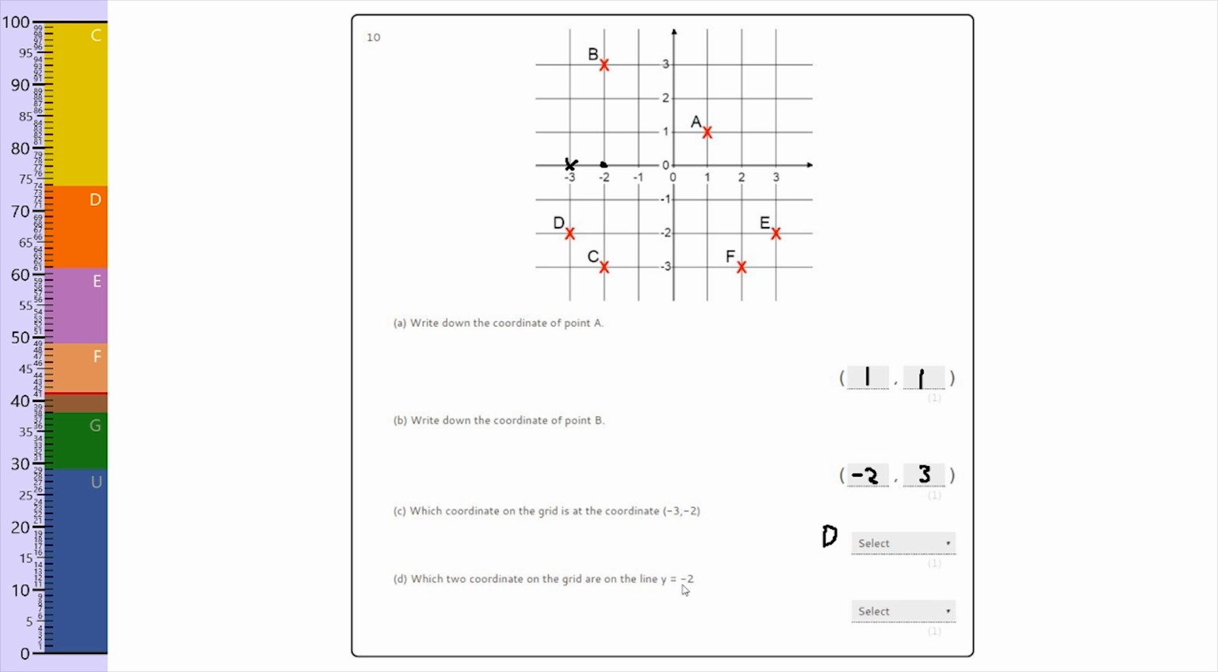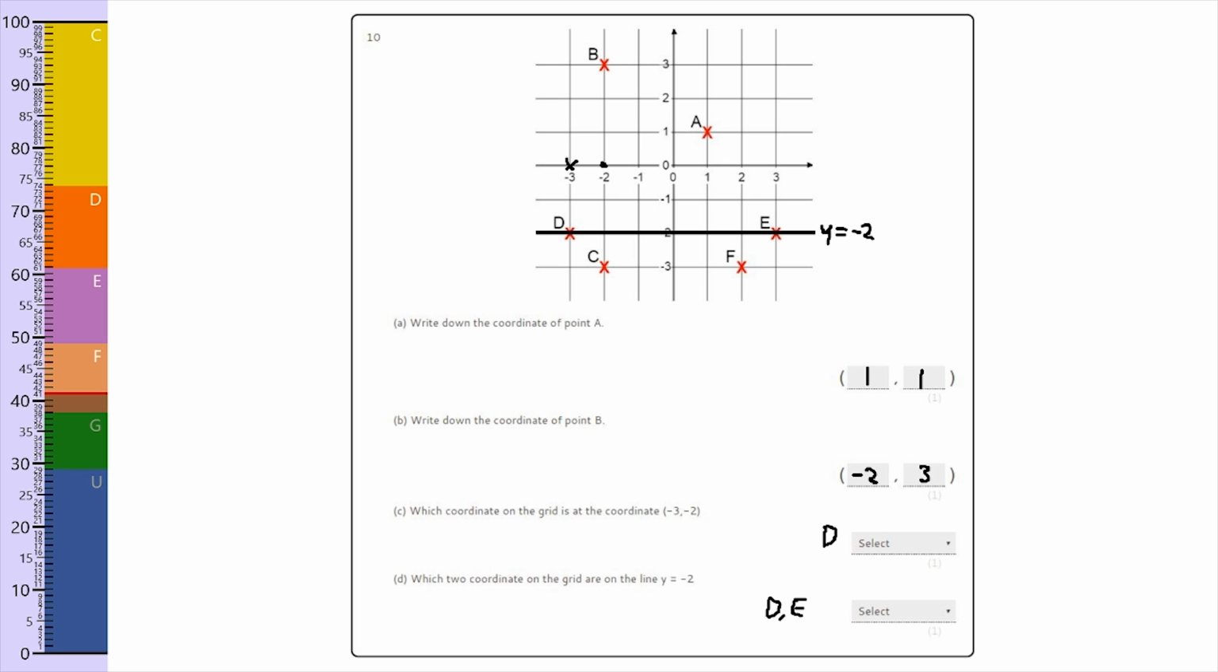Which two coordinates are on the line y equals -2? So if I get my line. Now, where does y equal -2? Well, what's y equal here? 3, it says. 2 here, 1 here, 0 here, -1, -2. So that's where y is -2. But y is -2 all the way along this line. So the line y equals -2 is this line here, because all the way along it, this y coordinate here is -2. So the two coordinates on the line are coordinates D and E. That's the 2 points along that line.